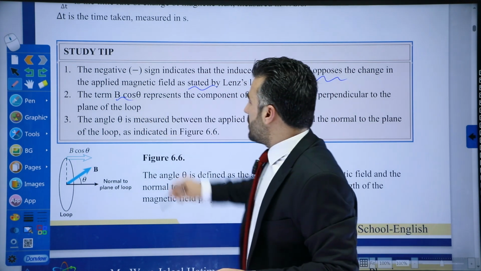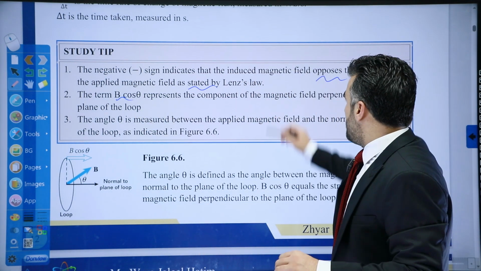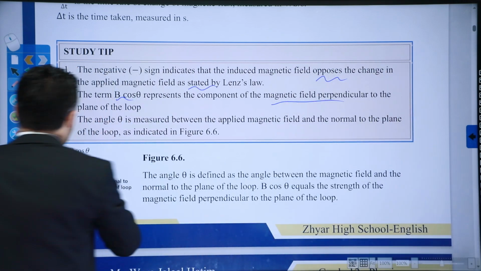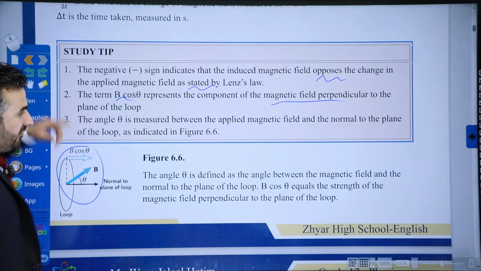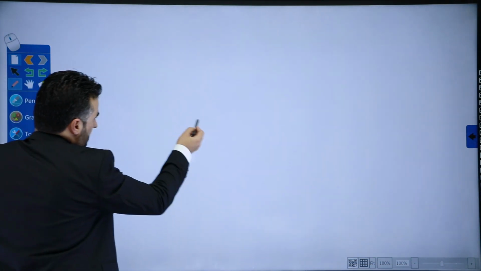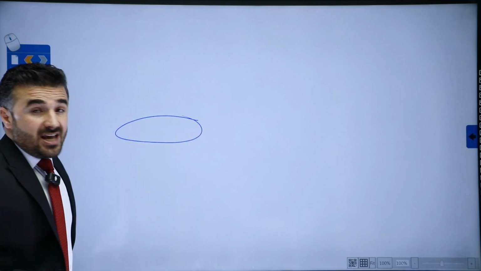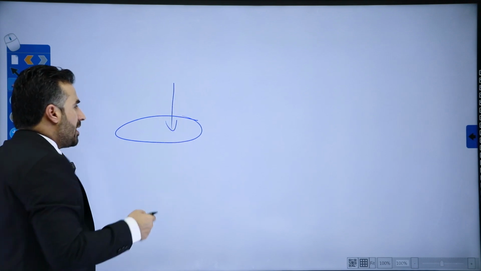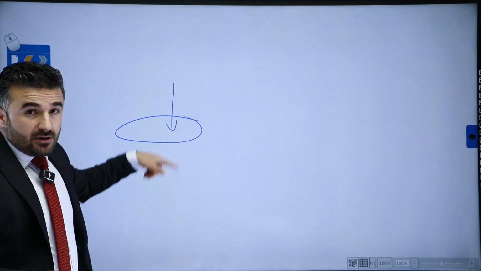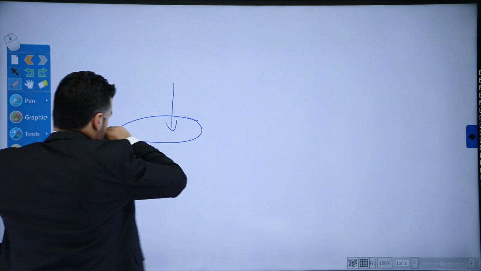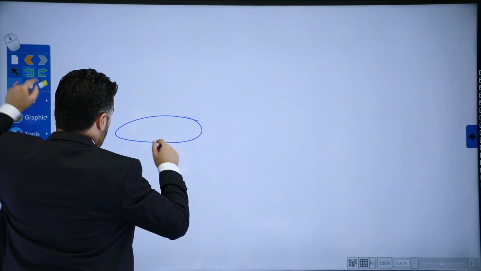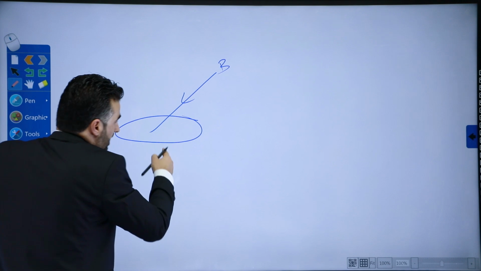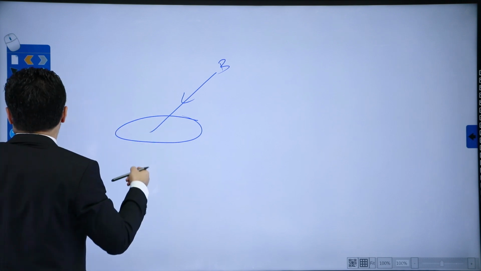The term B cosine theta represents the component of the magnetic field that is perpendicular to the plane of the loop. Because let me tell you what exactly this part means here. Because we've mentioned this one before, this is the plane of the area here. And of course, let's say this arrow here is basically the direction of the area, or perpendicular to the plane of the area. If this is the magnetic field, you can see that this is not perpendicular. This is at an angle to this one right here.